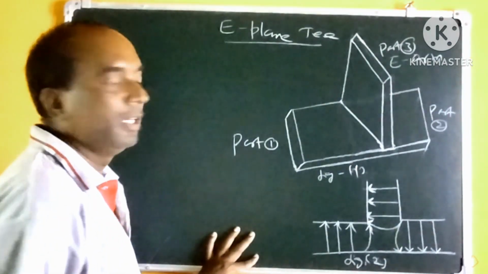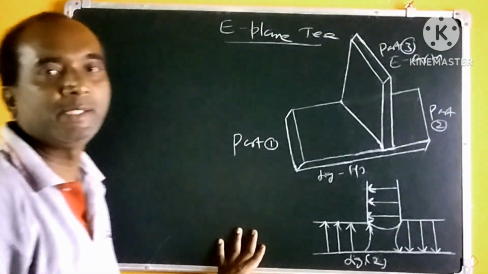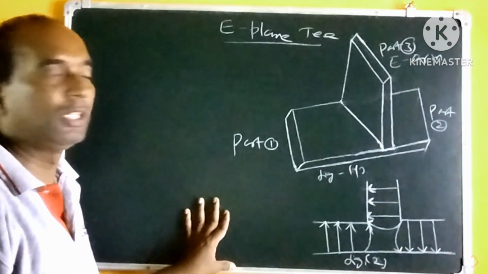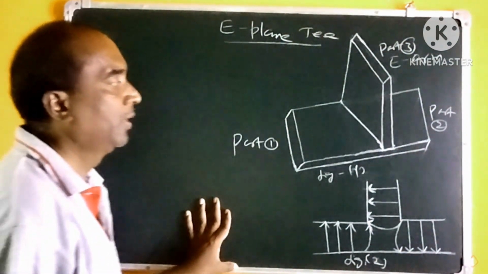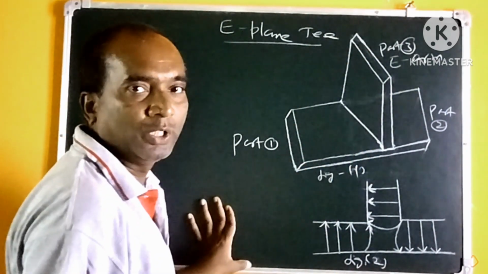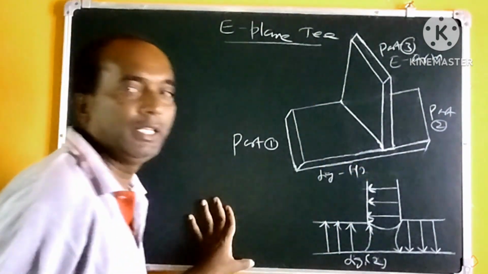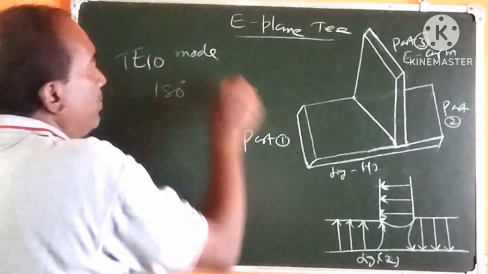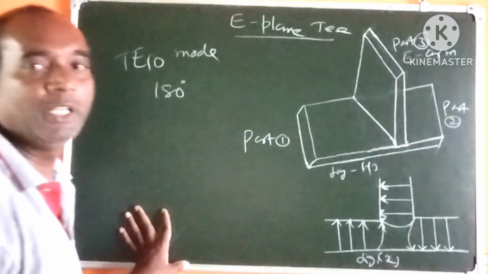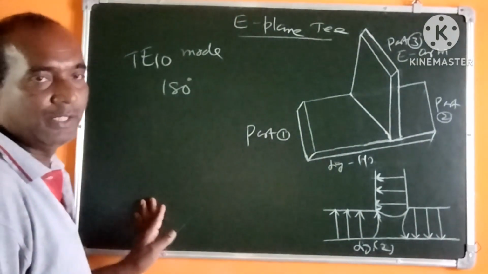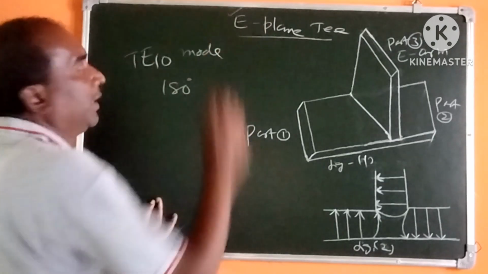In this waveguide, ports 1 and 2 are called the collinear ports and port 3 is called the side arm. It is an E-plane T. It may also be called a voltage or series junction device. When power is fed at port 3, or when the power is to be combined at port 3, it is called the E-plane T junction. When the TE10 mode is made to propagate through port 3, it will come out through port 1 and port 2 with a phase shift of 180 degrees, or out of phase. The electric field lines change their direction when they come out through port 1 and port 2, hence it is called the E-plane T.